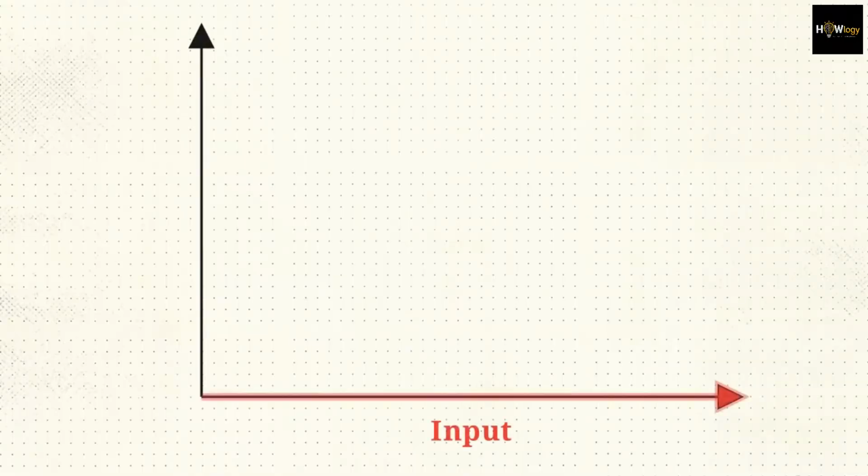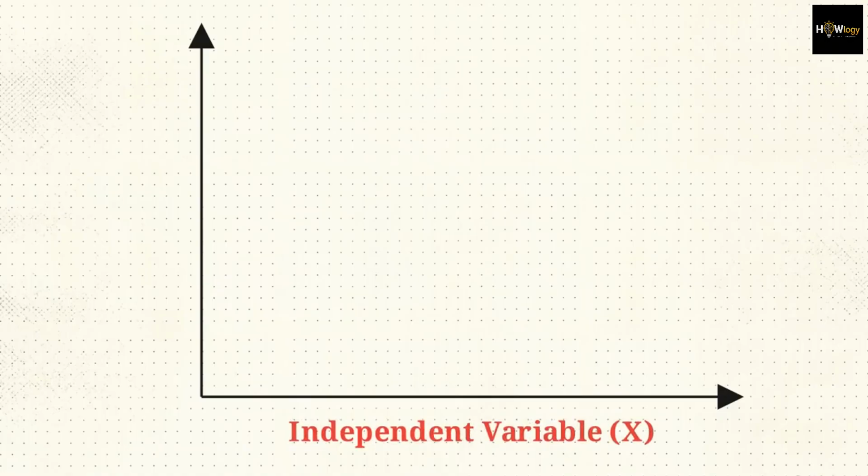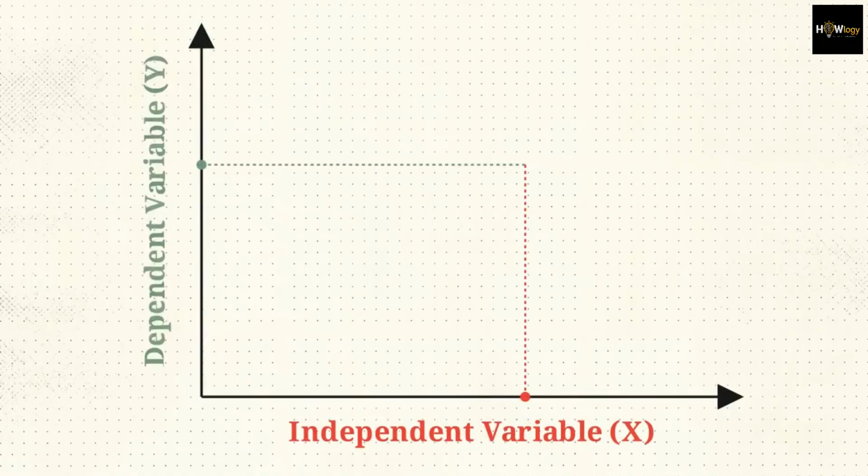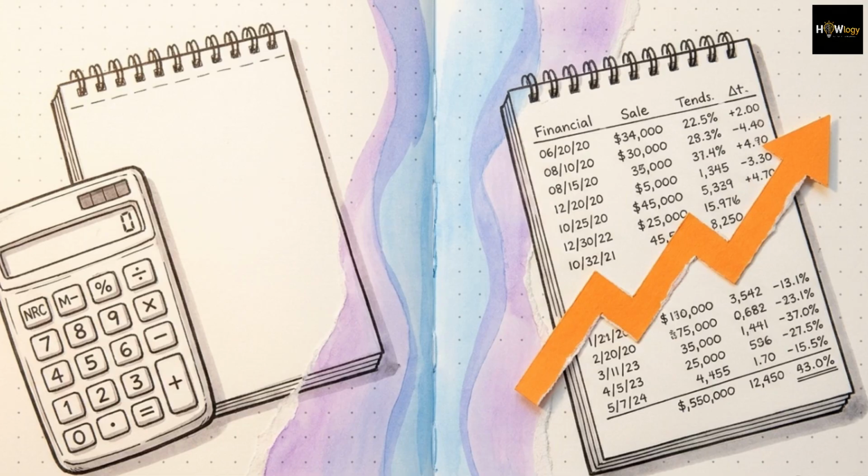This chart sets up the basic framework. We take a factor we already know, called the independent variable on the x-axis, and use it to mathematically predict the outcome we want to know, the dependent variable on the y-axis. By isolating that mathematical relationship, linear regression replaces guesswork with a calculated forecast based on the weight of historical data.